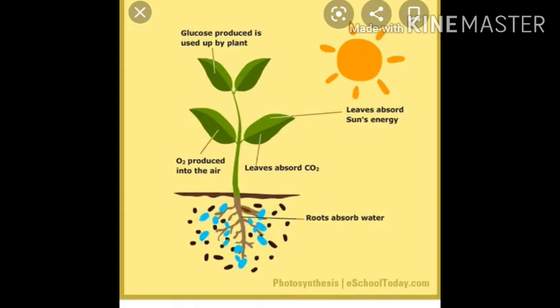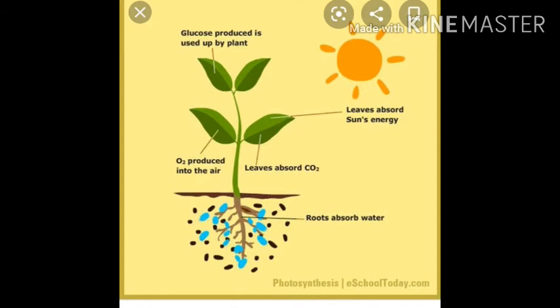Next thing, they need carbon dioxide, water, sunlight and chlorophyll. These are raw materials that are needed by the plant for this process. So the next question is, from where do they get these things?